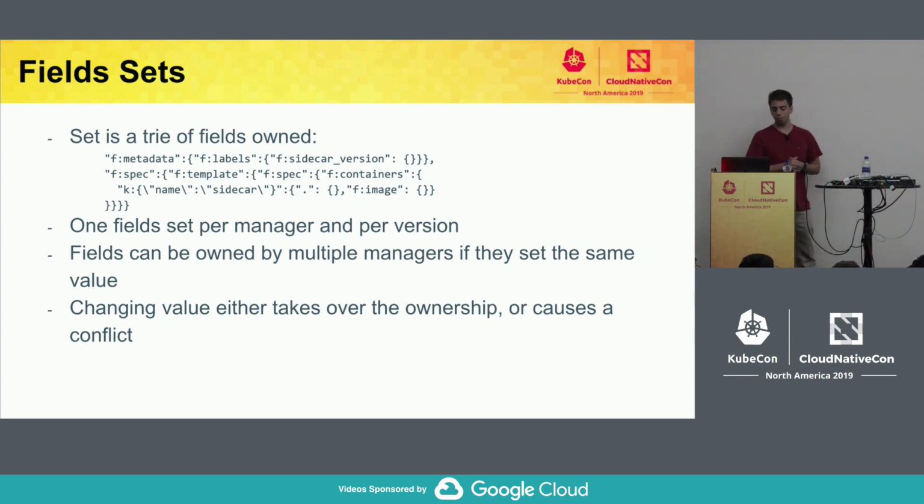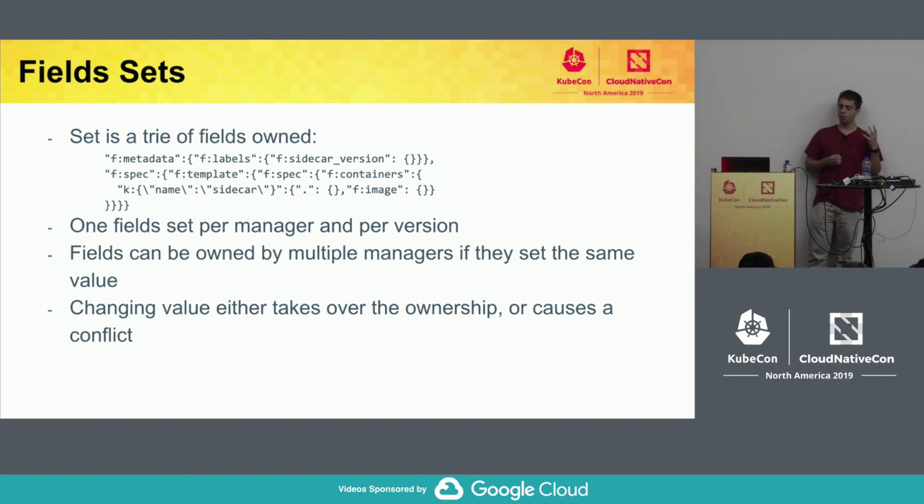So for each person that applies, or modifies the object, and for each version, we have this set of objects that they own. Some of the fields can be owned by multiple people. So if two persons apply the same value for the same fields, it's going to be tracked by the two persons. If any of the persons tries to change the value, then it's going to cause a conflict. You can force the conflicts. We're going to see that next.